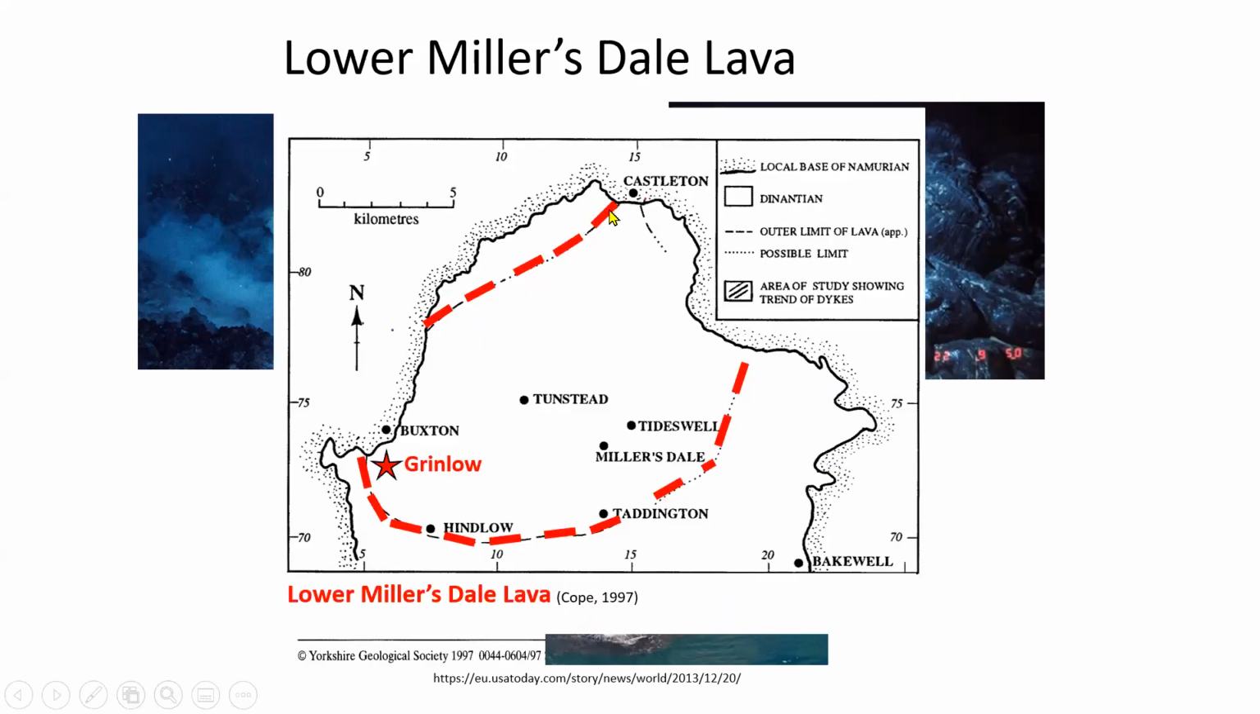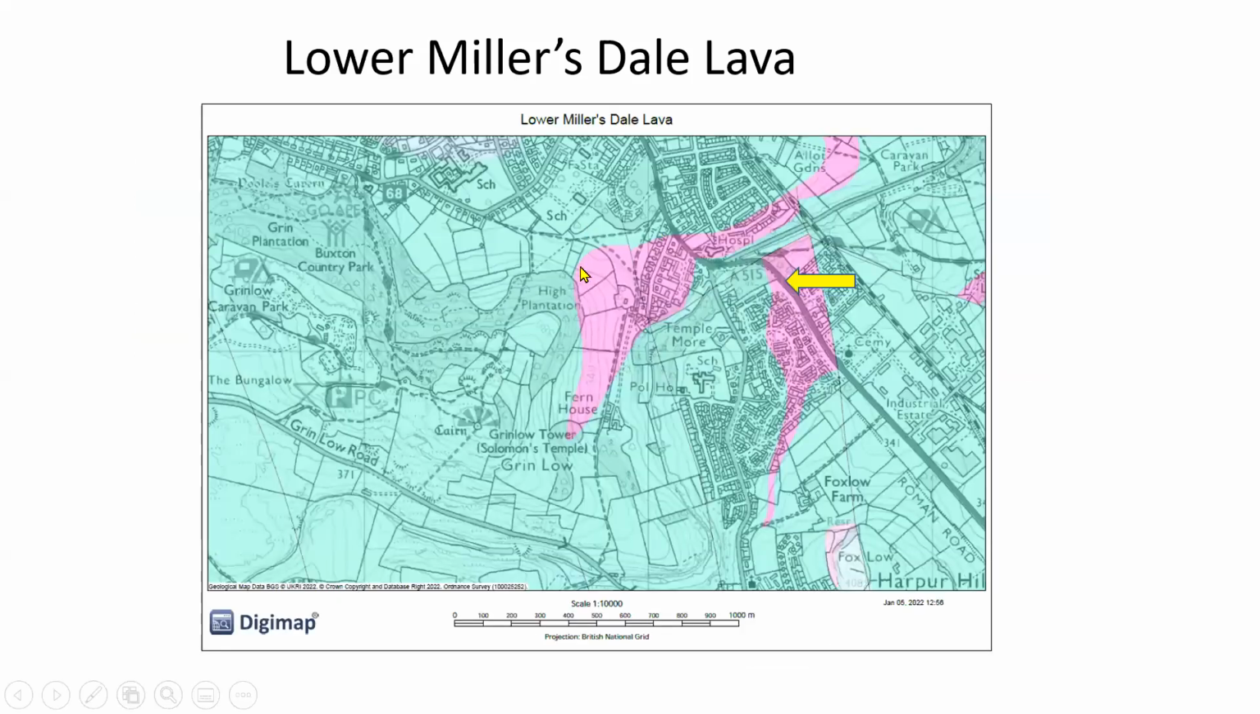The lava, the lower Millersdale lava, as it's called, that you find up on Grinlow, probably spread out over the whole of this northern part of the White Peak District, right up to Castleton, never more than about 30 meters thick, lots of little individual flows, but significant volcanism.